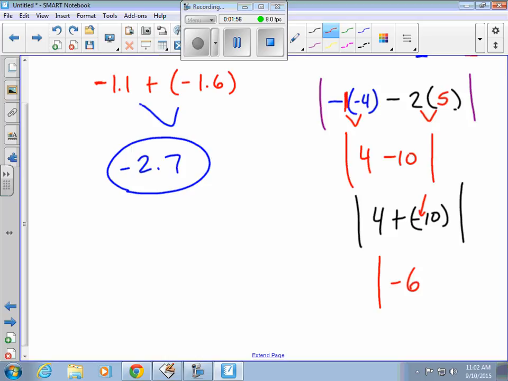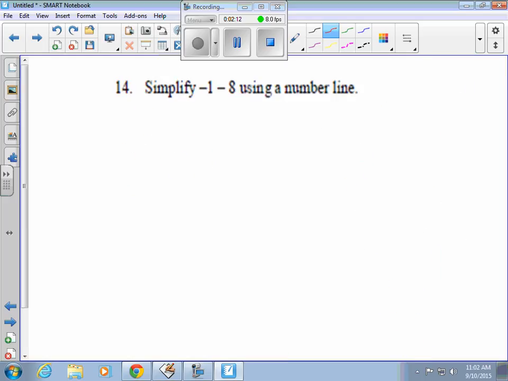But it's still talking about the absolute value of that, which means how far away from 0 is the number 6. It's 6 units away. It'll never be a negative value. Distance is never a negative value. So in this case, it's positive 6.